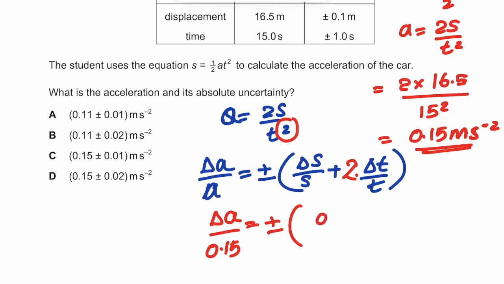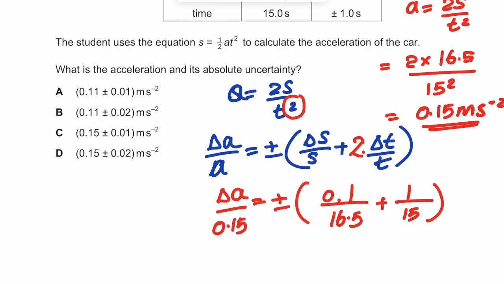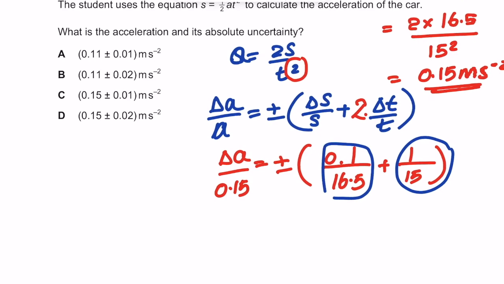The uncertainty of displacement is 0.1. So 0.1 divided by 16.5 plus the uncertainty of time, which is 1, divided by 15. Now, if you look at these two numbers, you should notice this one is 10 times larger than this one, roughly, even more. So what I am going to do now is ignore this one. I'll think about it later. So, delta A equals plus or minus 1 over 15.